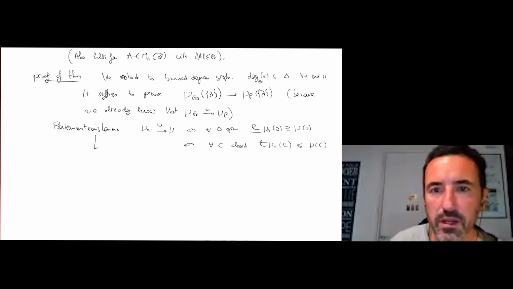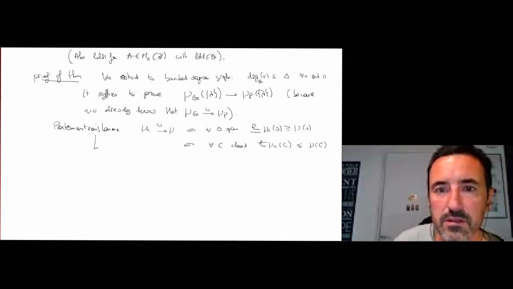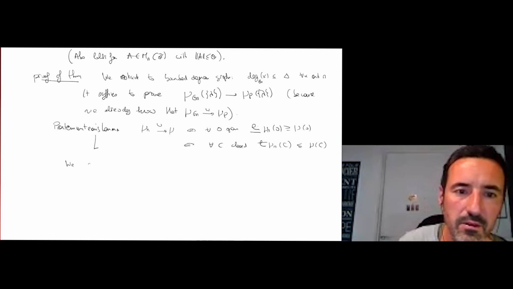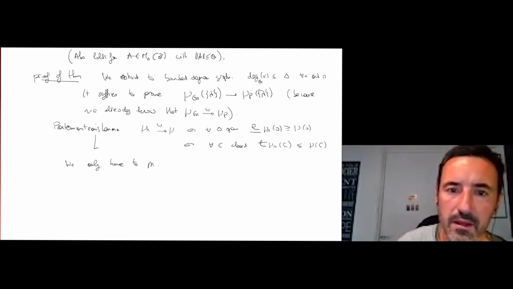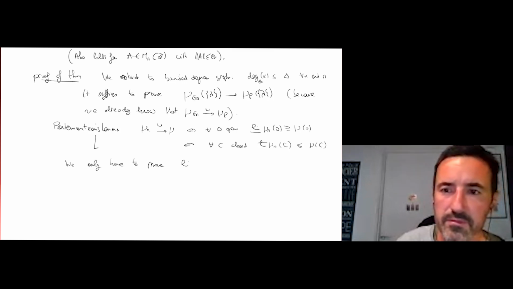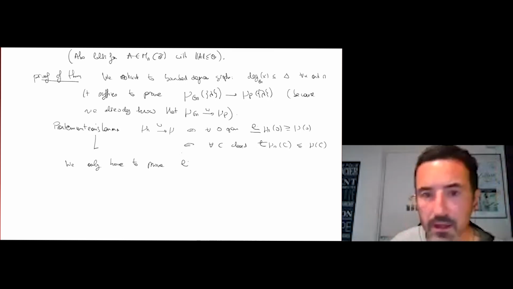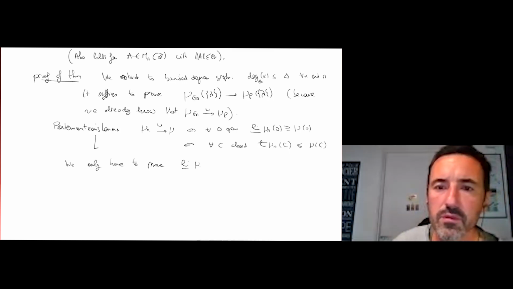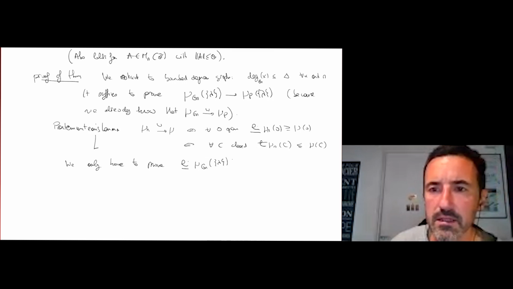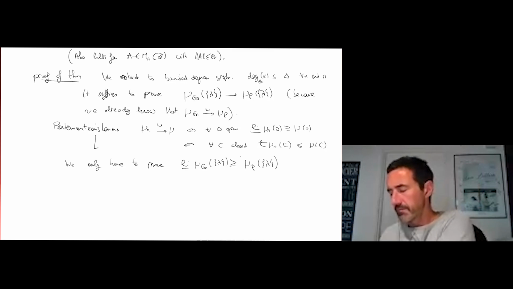So we already know the weak convergence. So we only have to prove that the limit of mu G_n of lambda is, since we already know this one, at least mu rho of lambda.